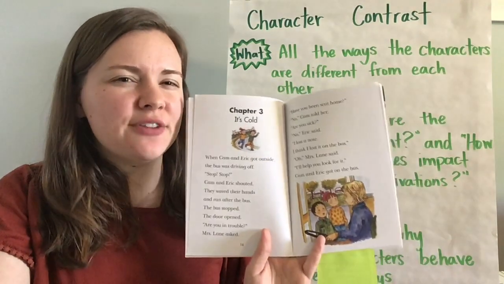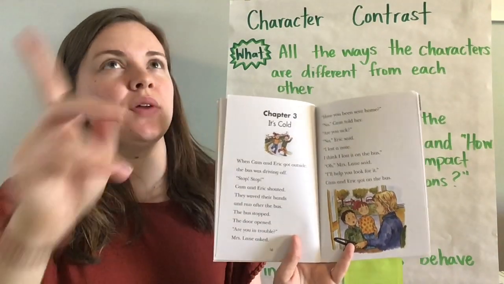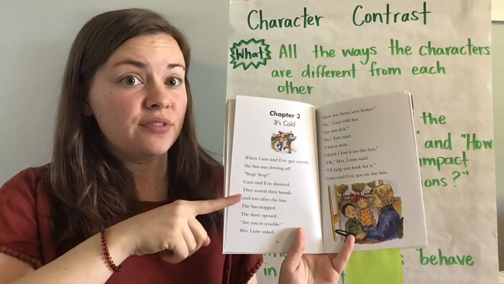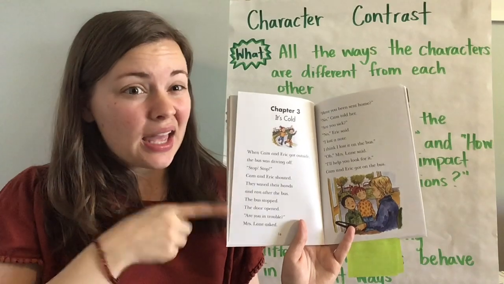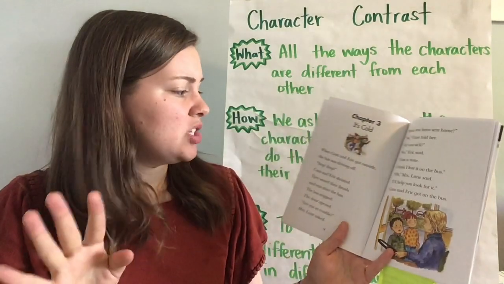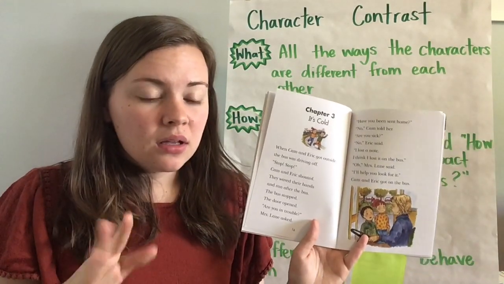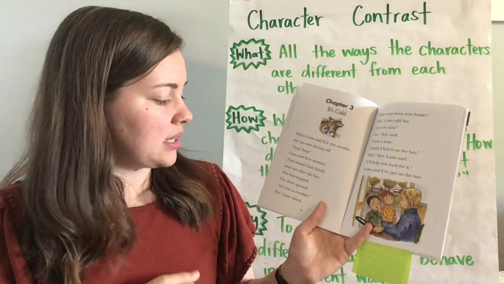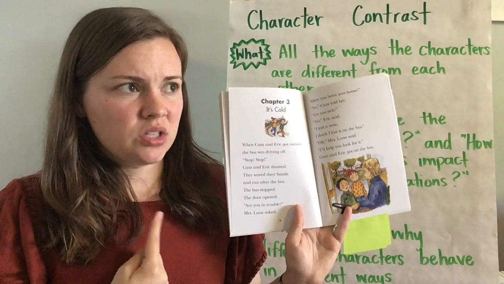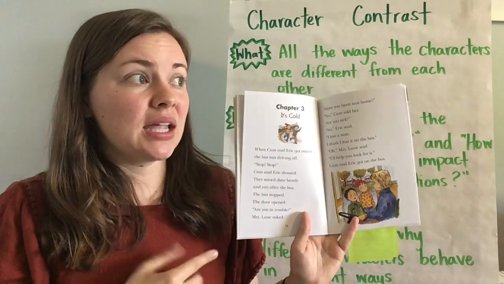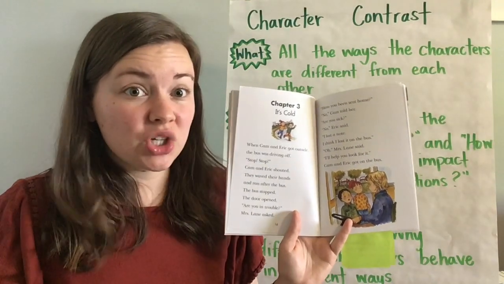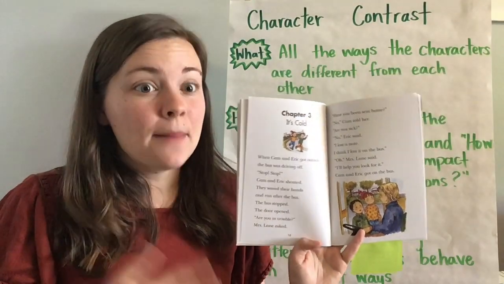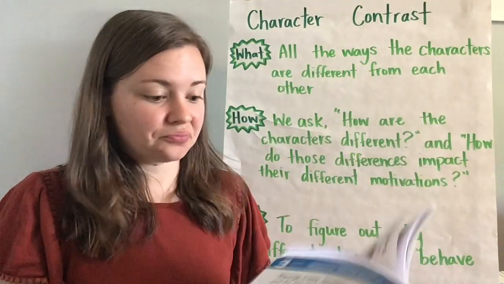Well, let's think about the differences between these characters. We know that Mrs. Lane is an adult, and her job is to help keep the kids safe, and Eric and Cam are kids running around screaming, stop, stop. So that's a difference: Mrs. Lane is an adult and they're the kids. So I think that lets us know that Mrs. Lane is thinking, I want to do my job and make sure these kids are safe, so I'm going to stop and ask them to make sure they're okay by saying, are you in trouble?